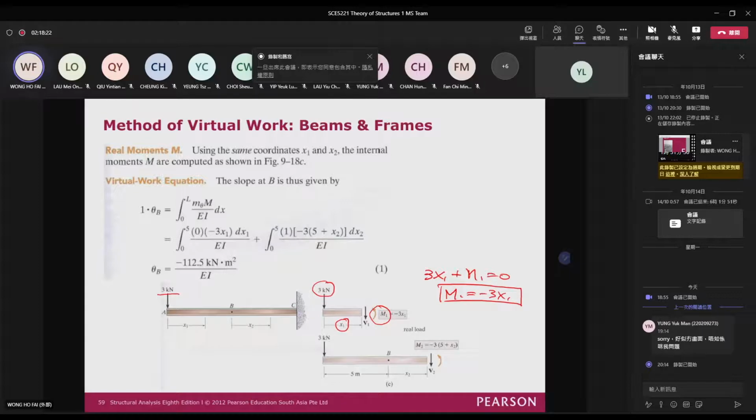And then for the second equation, you can see that the origin starts from point B. So this is x2. So in terms of x2, we want to find the moment here. So you can see that the total moment arm is 5 plus x2. You should take moment here. So you have 3 times 5 plus x2. Then you have your m2 here, plus your m2, which is equal to 0. So m2 will be equal to -3 times 5 plus x2. So it is actually this one.